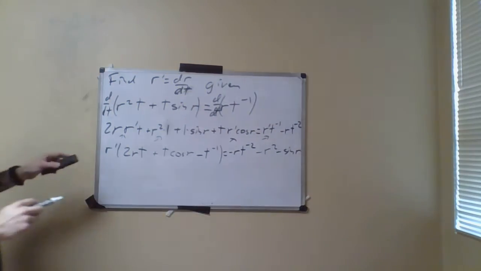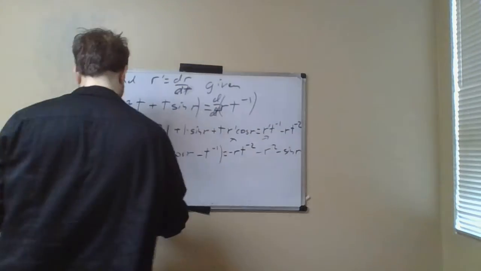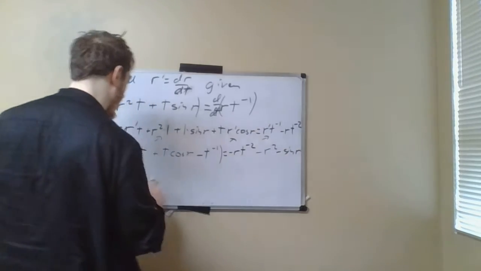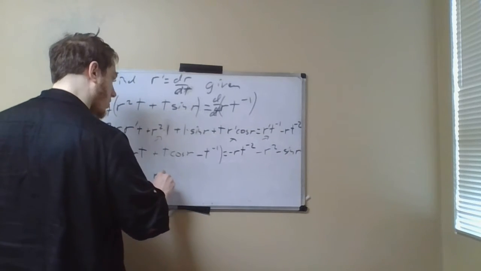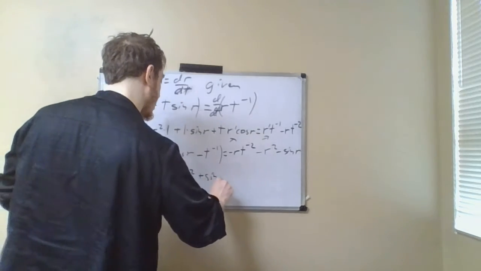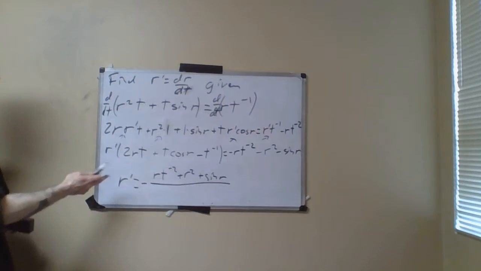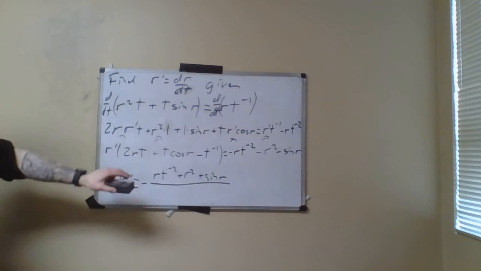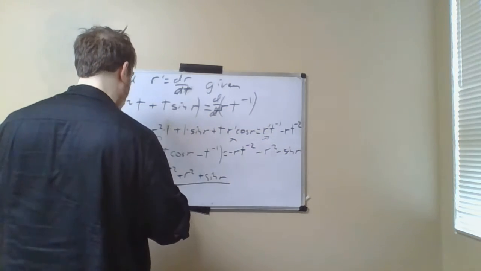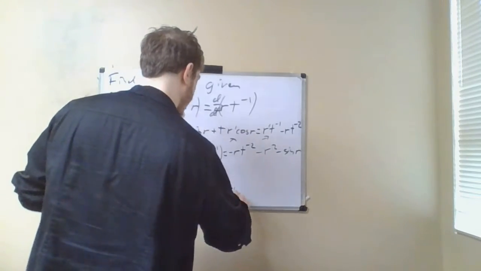So now what we can do is just divide both sides, and we have r prime. So here we go. R prime is equal to, I can factor out a negative and say this is negative rt to the minus 2 plus r squared plus sine r. And this negative is applying to the whole fraction here, not just to the first term. That's where I'm factoring out the negative. And then in the bottom, I have 2rt plus t cosine r minus t to the minus 1.